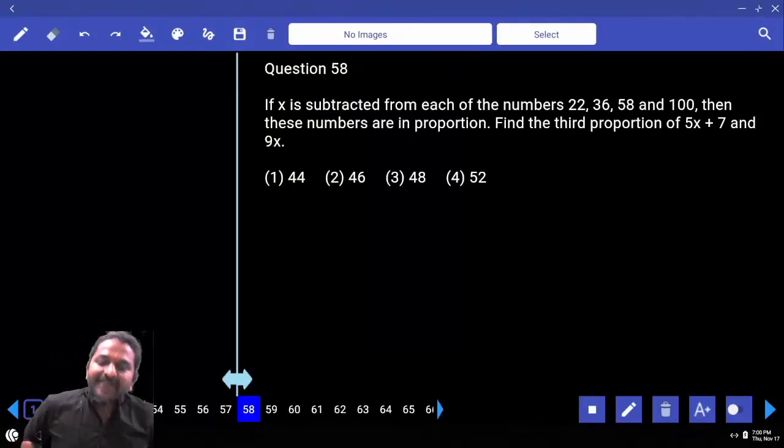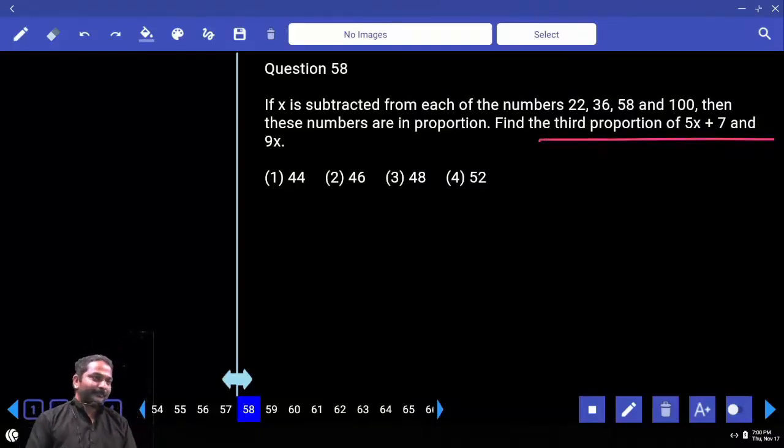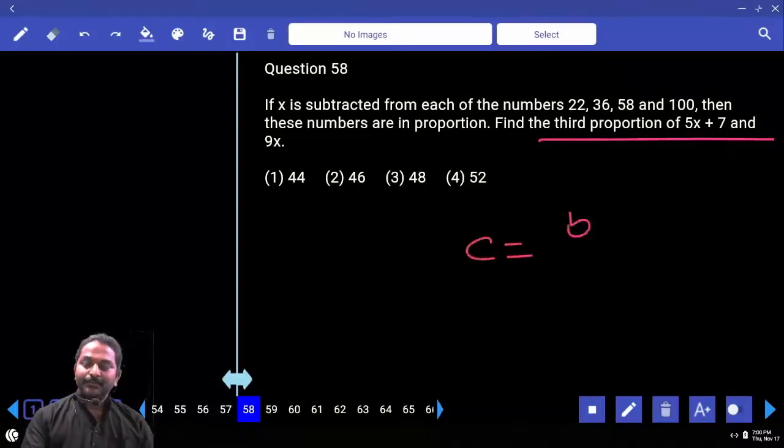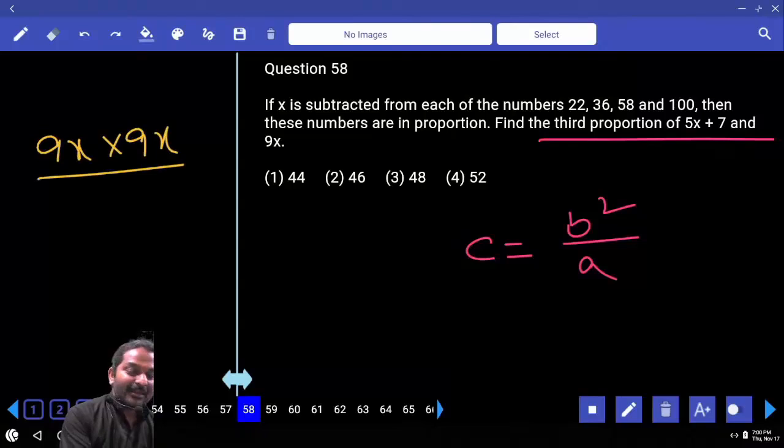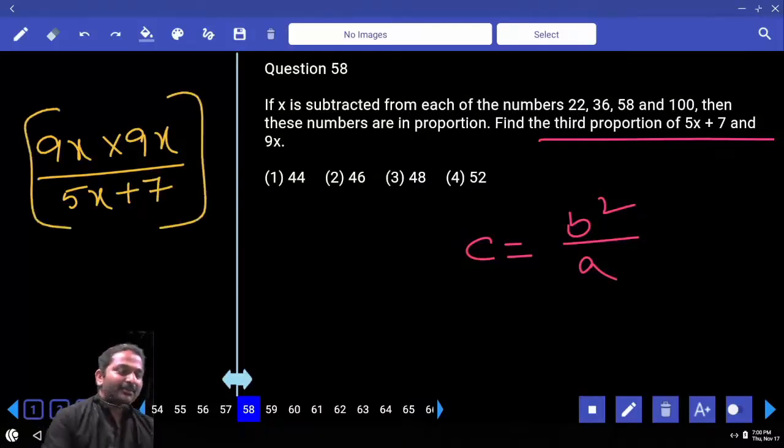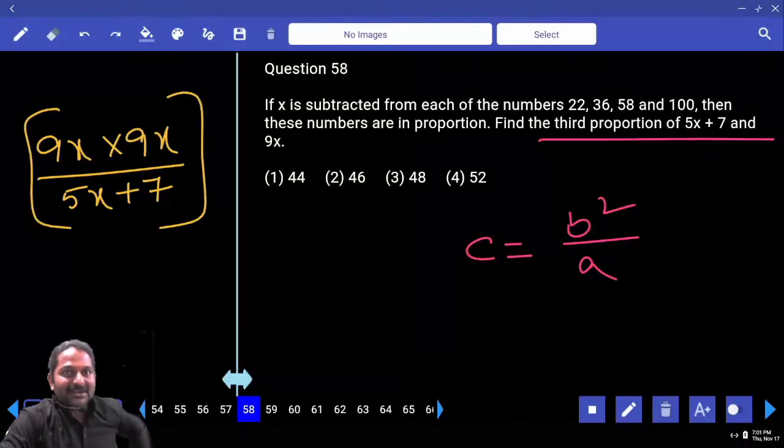Chalo. Next. If x is subtracted from each of the numbers 22, 36, 58, 100, then these numbers are in proportion. Find the third proportion, 5x plus 7, and 9x, right? Come on. Yes, sir. Third proportion. When you concentrate on this, third proportion: C is equal to B square by A. How much is B value? 9x. That means 9x into 9x divided by A, 5x plus 7, correct? So when you find out the x value and substitute that in this equation, then you will get your answer. Agreed or not?